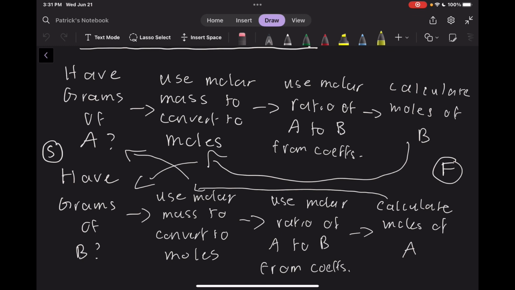Let's start over here on the left-hand side of the screen. We have two substances, A and B. If we have the mass of A in grams, we can use the molar mass of A to convert this quantity into moles. We then look at the coefficients from the balanced equation to make a molar ratio, and we use this ratio to calculate the moles of B. We can either stop there, or if the problem is asking for the mass of B, we go back to the second step and use the molar mass of B to convert this value into grams of B.